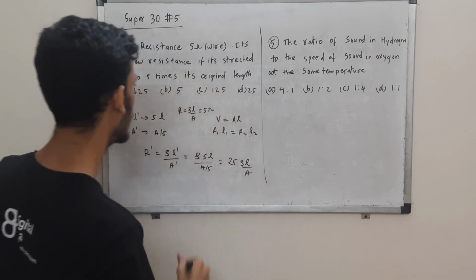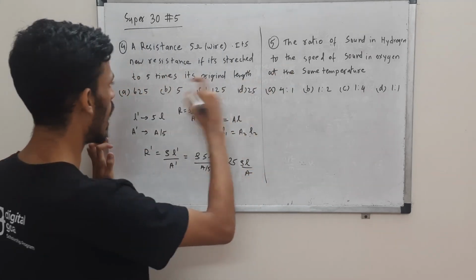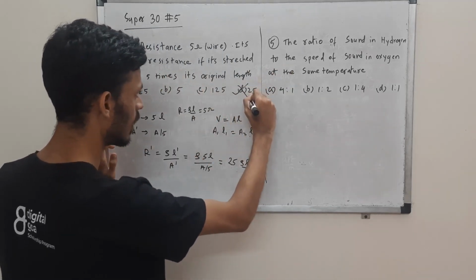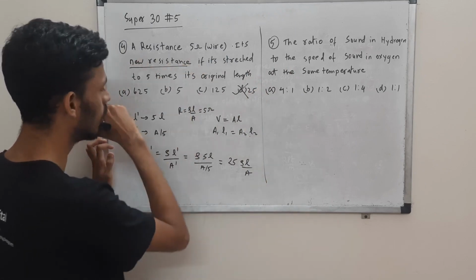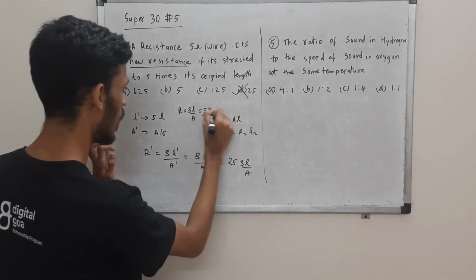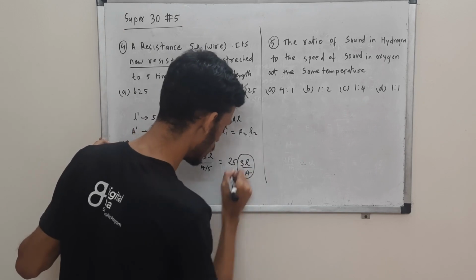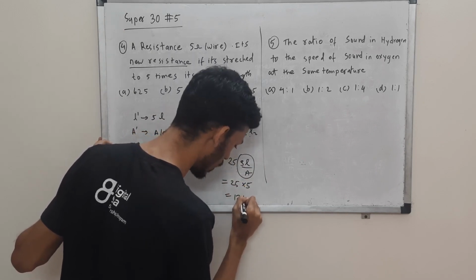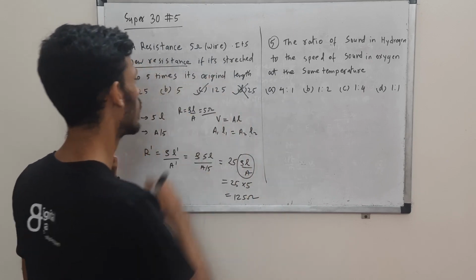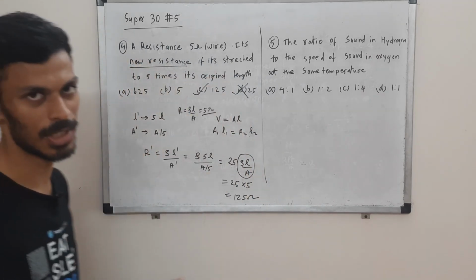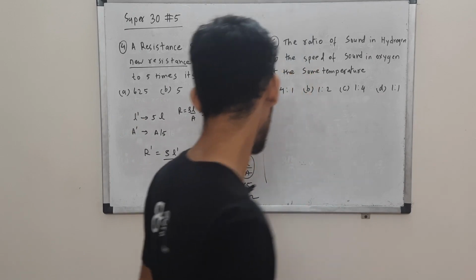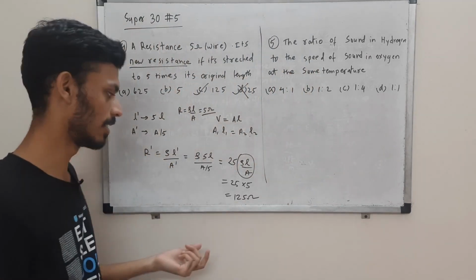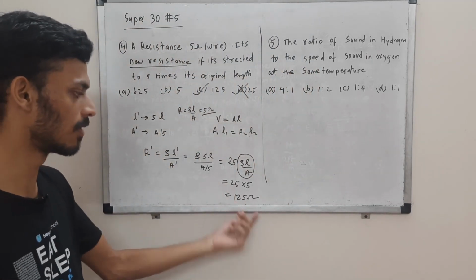Now you might be in a hurry and take option D, which is incorrect over here, because they have asked you for the value of new resistance. The old resistance over here is 5 ohms, so 25 into 5 is 125. So keep your eyes open. The correct choice over here is option C. The new resistance is 25 times the old resistance, which is 125.